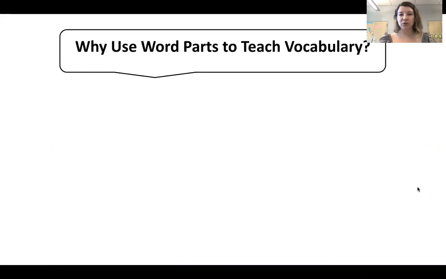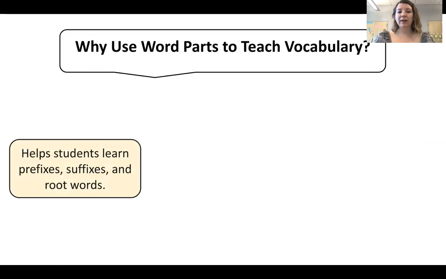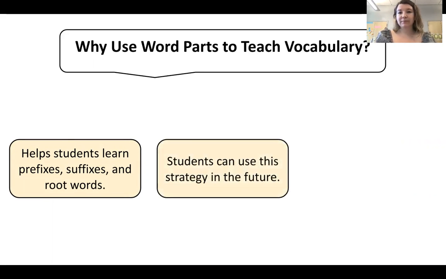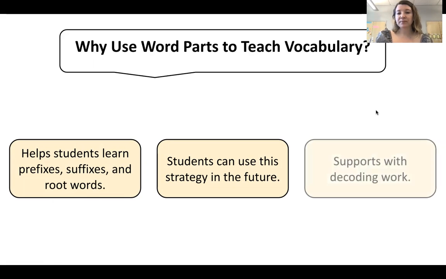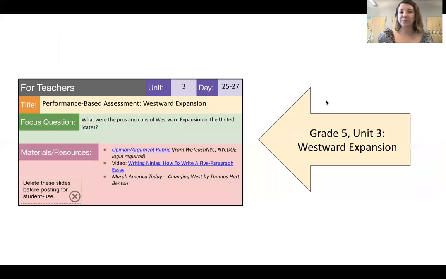So, why should we use this strategy to teach vocabulary? Well, it helps students learn those prefixes, suffixes, and root words so that they can use them in the future. So, just by knowing these prefixes, these suffixes, these root words, when they see them again in a different word, they'll be able to make that connection and determine the meaning of that word. And it also supports with decoding work. So it helps students break apart a word into parts, which some of your students might still be working on. So this can be just a really helpful way to look at new vocabulary.